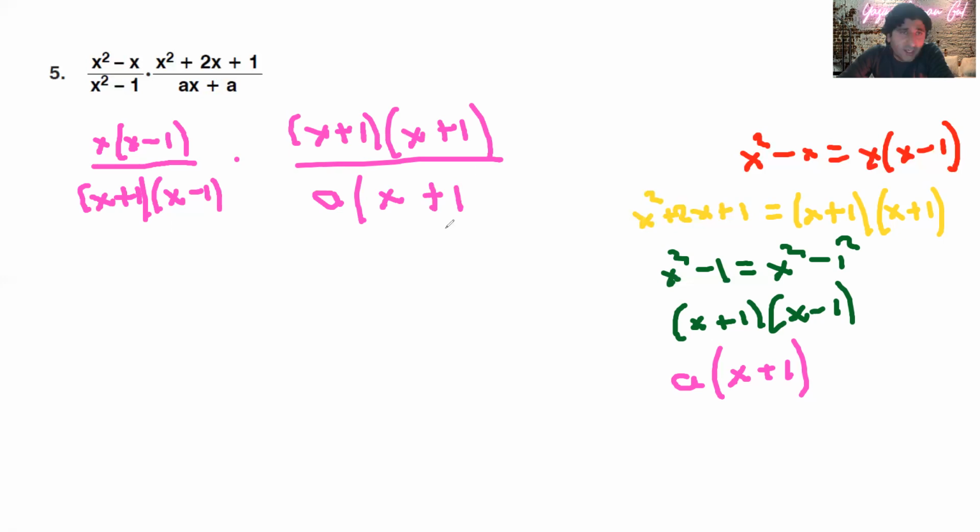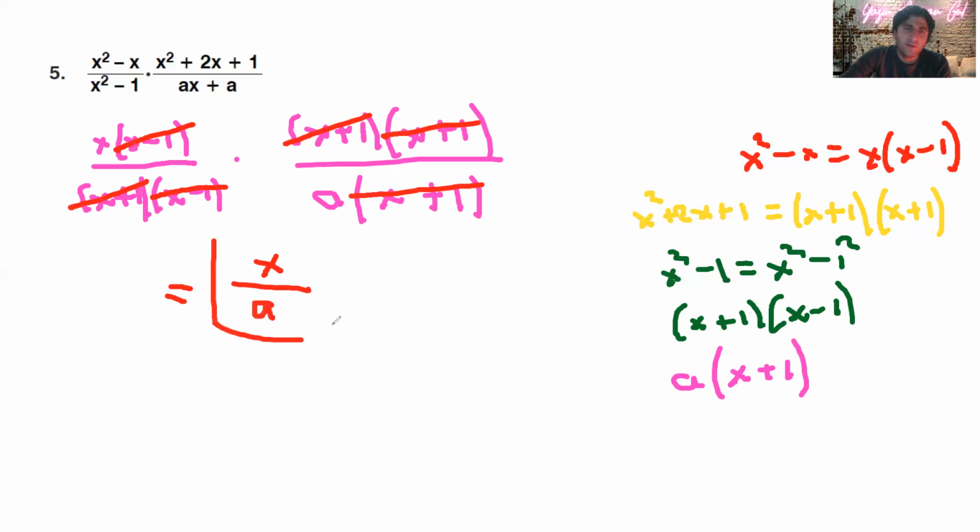Right. So once I do that, now I'm going to cancel out the same ones. I see x minus 1 is here, x minus 1 is here. I see x plus 1 is here, here, here, and here. So on top what I have is only x. At the bottom, what do I have left? Only a. So the answer is going to be x over a.